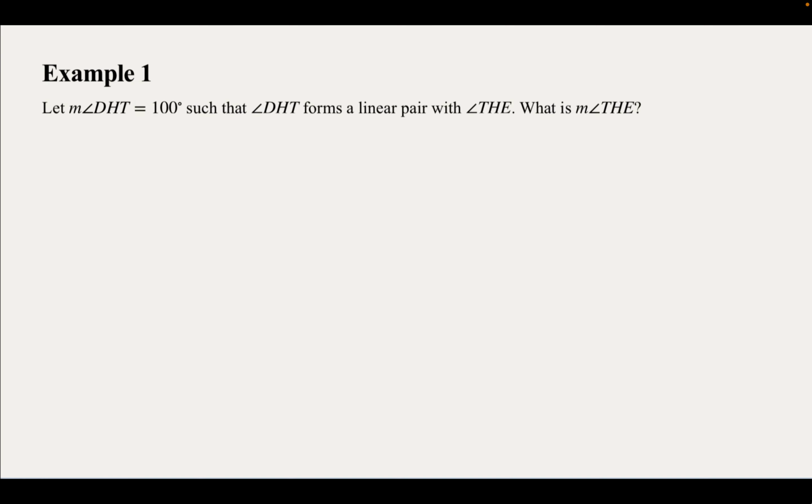All right, our first example. The measure of angle DHT equals 100, such that it forms a linear pair with THE. What is the measure of THE? Well, I know that a linear pair has angles that are adjacent and supplementary, so they have to add up to 180 degrees, which means if this angle is 100 degrees, the only way to get this angle to be supplementary is if it equals 80 degrees. 100 degrees plus 80 degrees is going to equal 180, therefore making them supplementary.